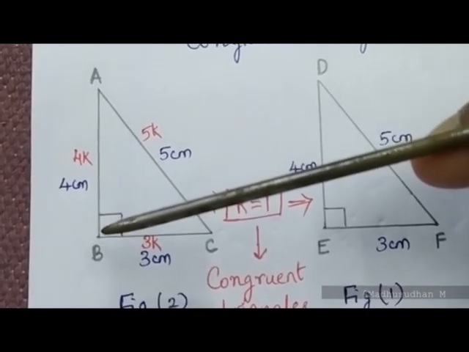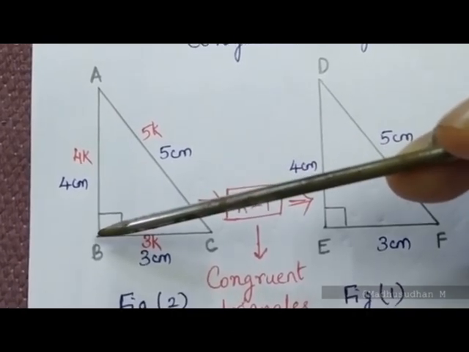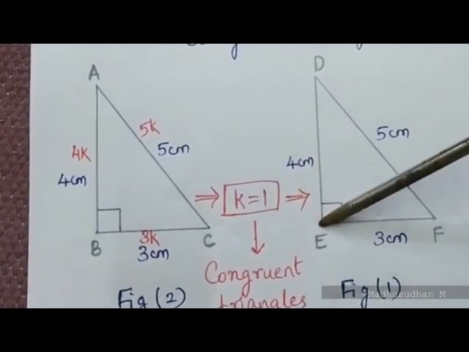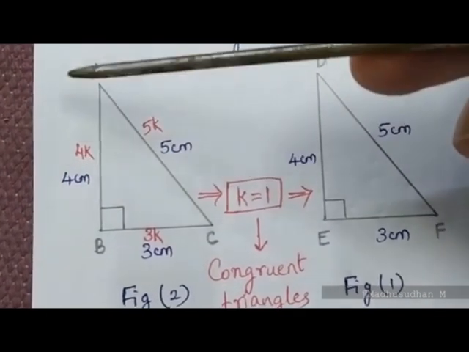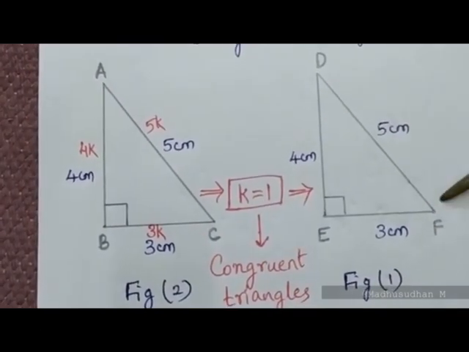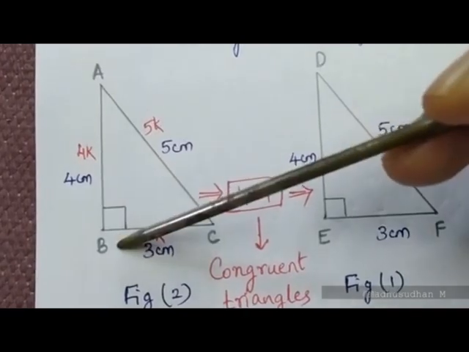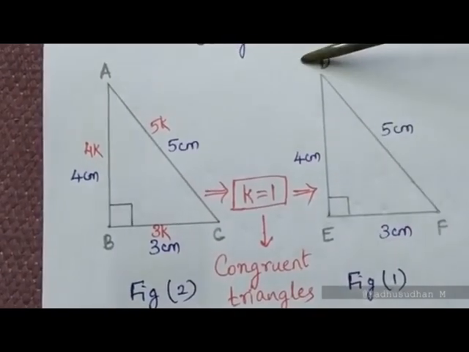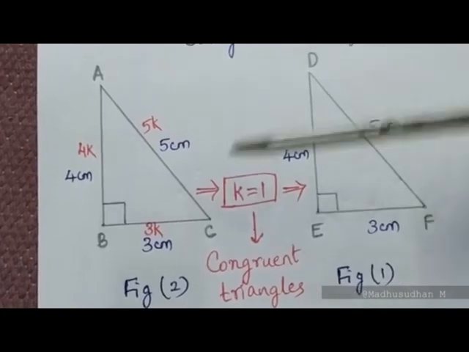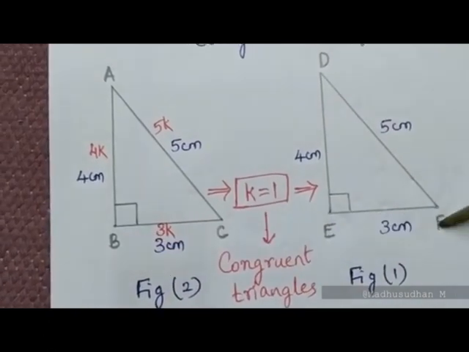So if I start from this point here, the right angled vertex, I need to start again from the right angled vertex in figure 1. So BAC is congruent to EDF. Followed it, children? So BA is congruent to ED, CA is congruent to FD, and BC is congruent to EF.